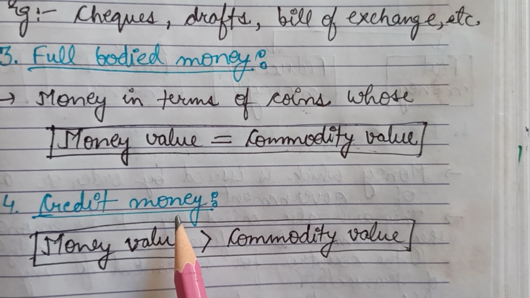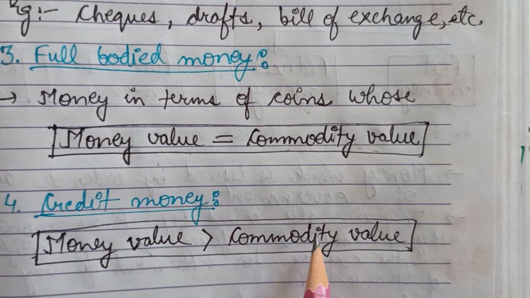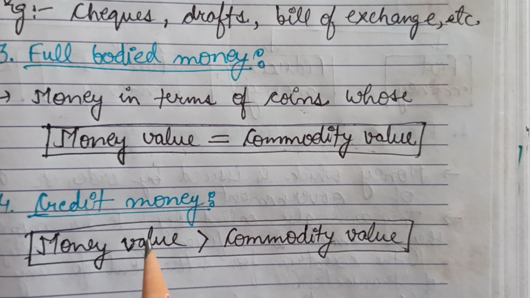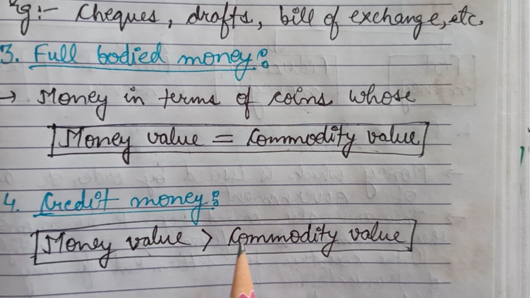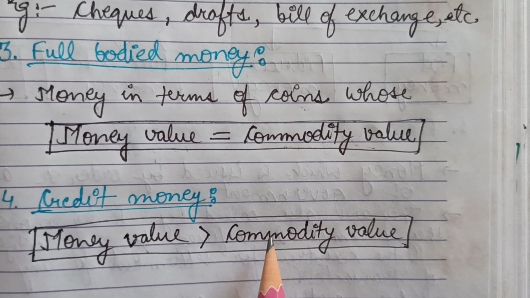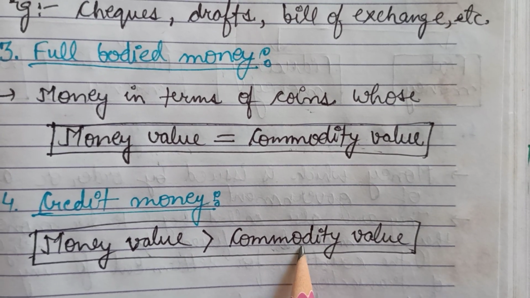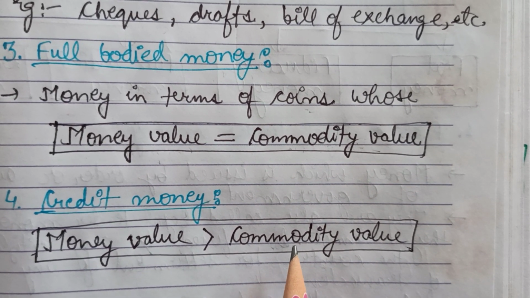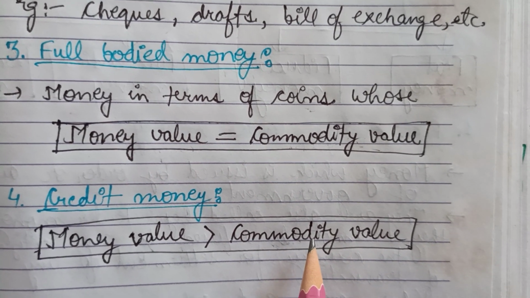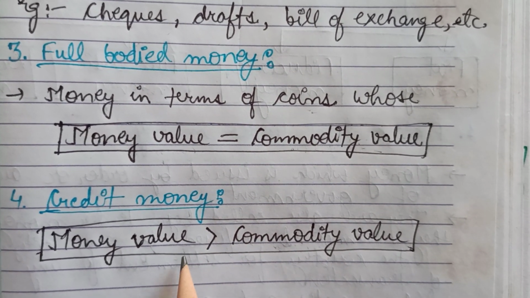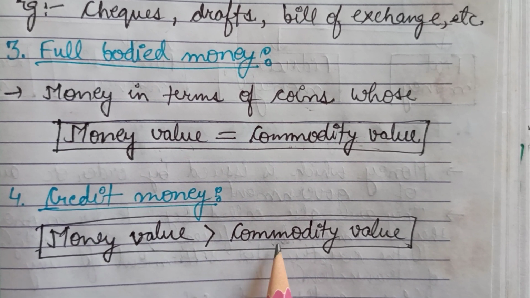The credit money is a form of money in which the money value is more than the commodity value, which means that if we are using a rupee 1 coin, the value inscribed on it is more than the value of the material from which that coin is made. The material used in making the coins we are using right now is very much less than the value written on it, that is rupee 1. And why is it done so in India?